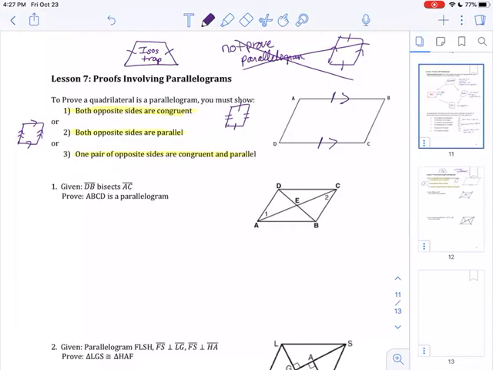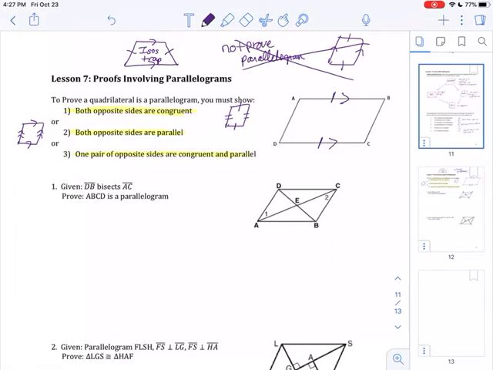The reason the one up above doesn't work, think of this figure. This figure is called a trapezoid. And if these 2 sides are congruent, it's called an isosceles trapezoid. So an isosceles trapezoid has one pair of opposite sides congruent and it has one pair of opposite sides parallel, but that is not a parallelogram.